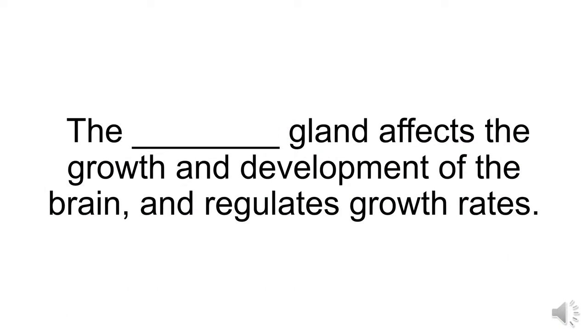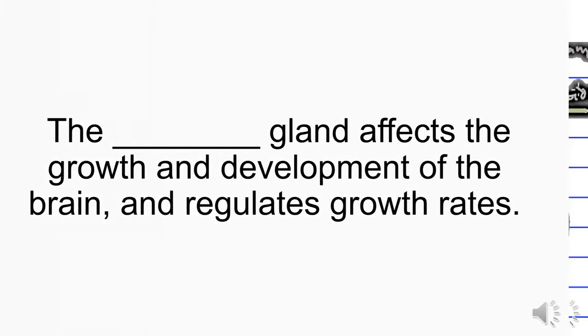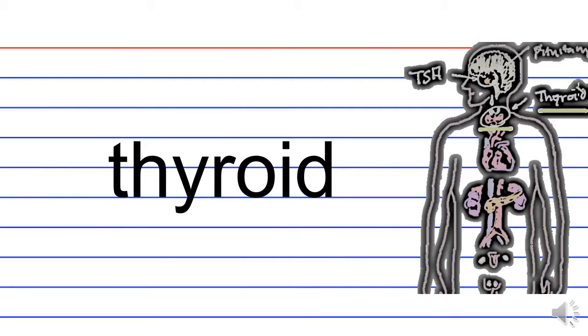The blank gland affects the growth and development of the brain and regulates growth rates. So which gland is involved with the development of the brain and regulating growth rates? That would be the thyroid gland. Okay.